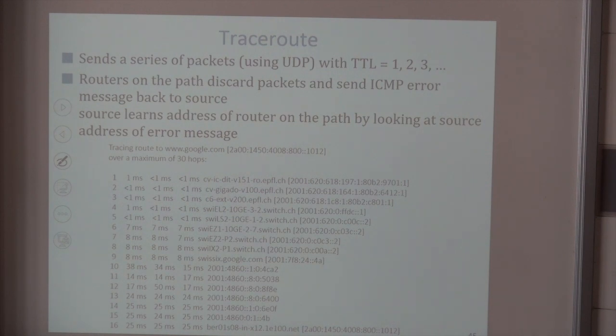Now the source, the traceroute program, will receive this error message, and it will know from whom this error message comes. It comes from the first hop on the route. Then traceroute will send a packet with TTL equal 2, so the router that is the second hop on the route will send me the error message, and this is how we create this trace here.